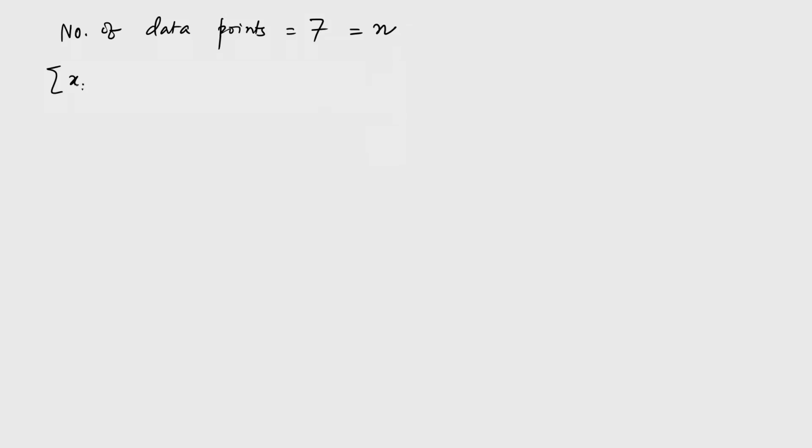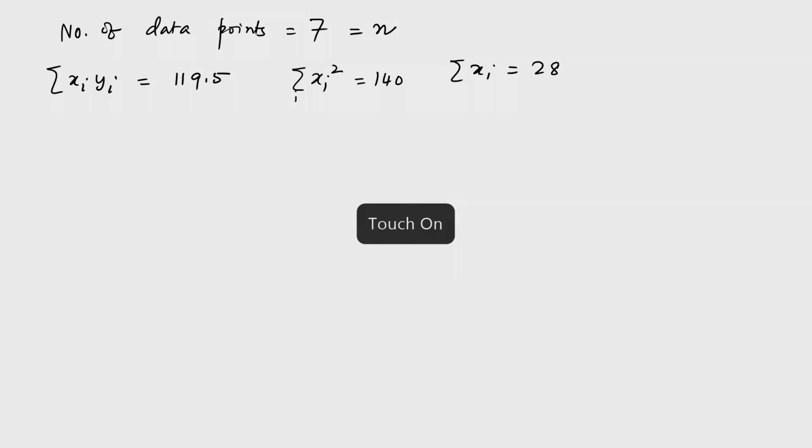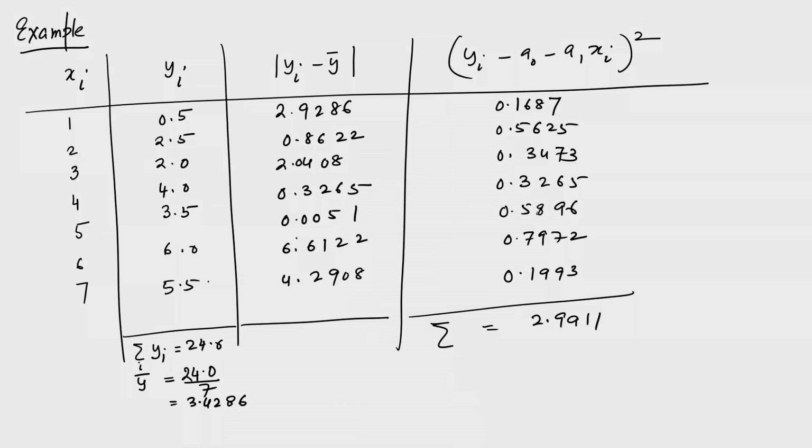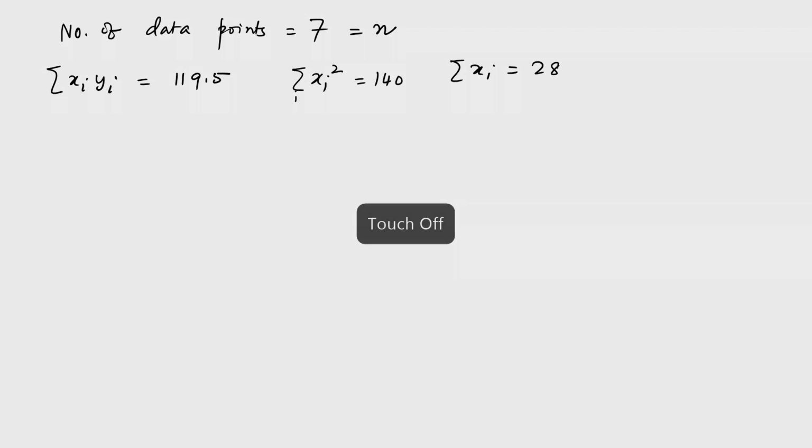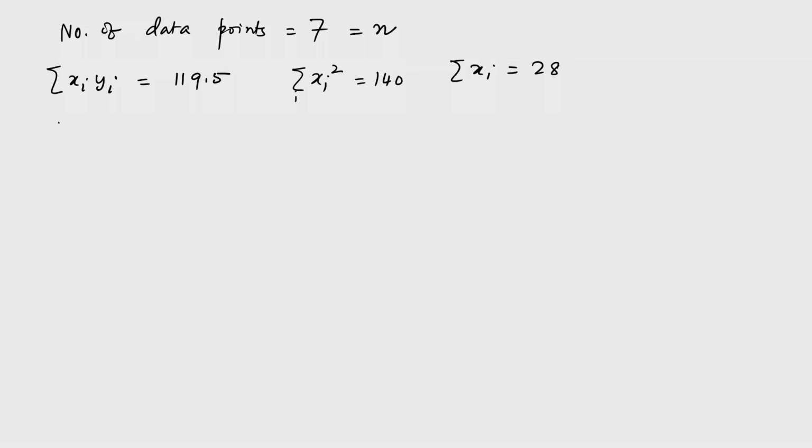Sum over x_i y_i equal to 119.5, and sum over i of x_i square equal to 140, and sum over x_i equal to 28. These are the values that are added from 1 to 7. We need all these x_i, y_i, and x_i square and x_i sum over all that.